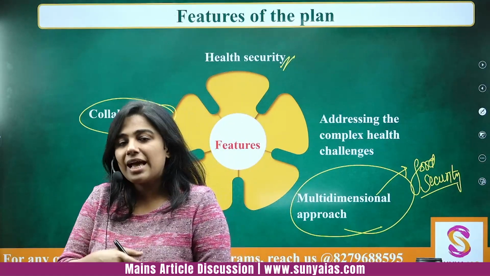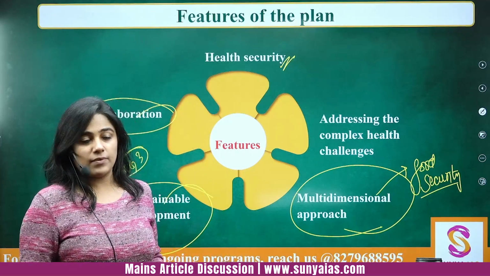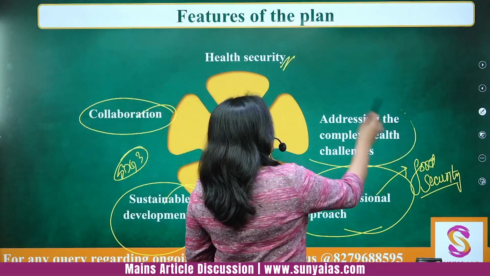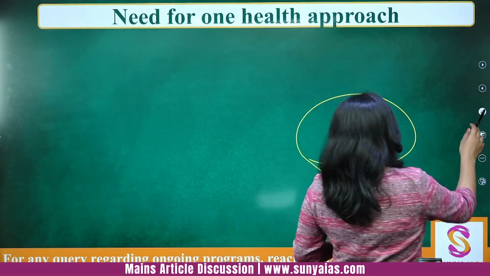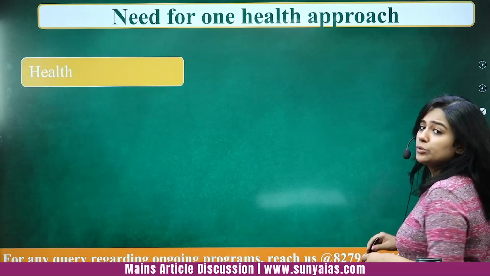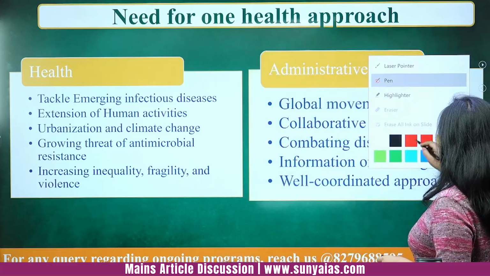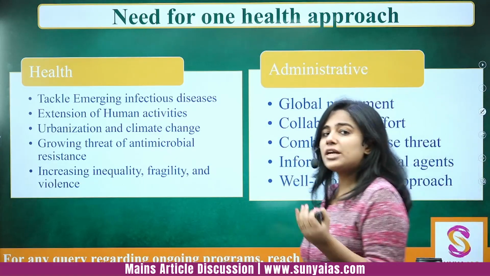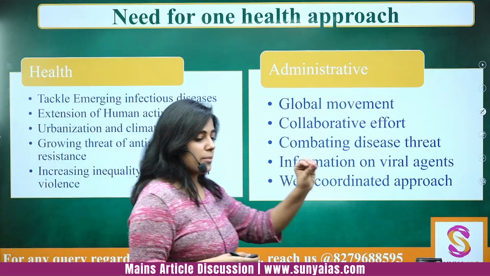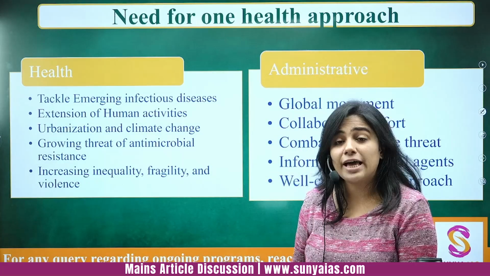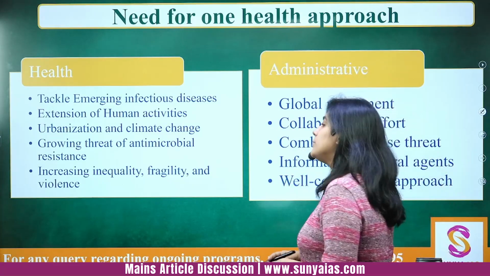But this pandemic has shown us that things can be run in a different manner as well. Addressing the complex health challenges that is there. So now this is something that you need to write in your answers. What is the need for One Health approach? This is the administrative point of view. This is the bureaucrat point of view. You have done the normative aspect, you are not preparing for a health examination, a medical examination, you are preparing for an administrative examination.